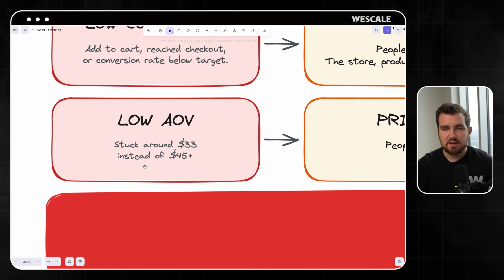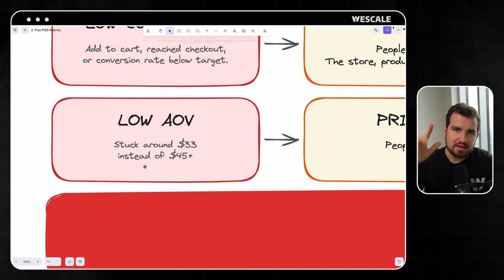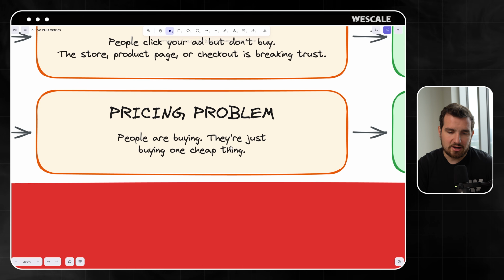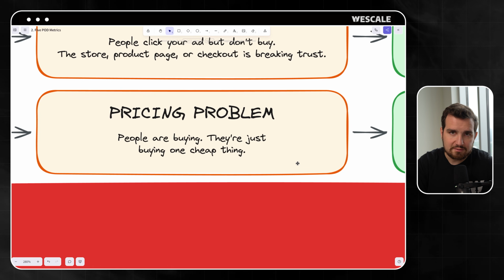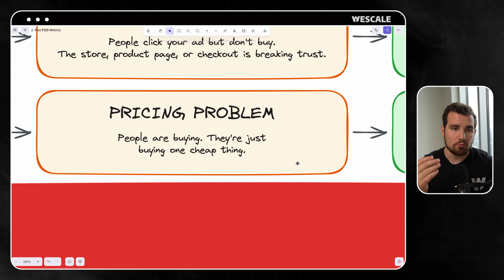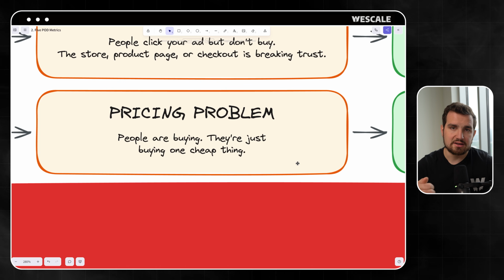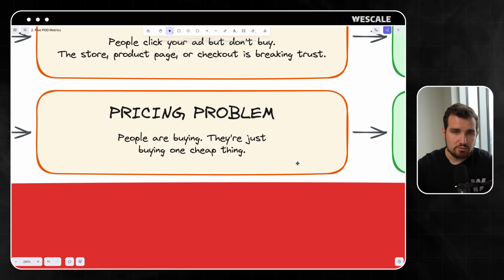Then third, what if we are getting people in the door, they're buying, but the average order value is super low? Well, what this tells us is that people are buying, they're just buying one cheap thing. They're most likely just buying the one product they saw in the ad that they really liked. They came to the site, found it, didn't see anything else they liked, and they checked out, which is great. That's a huge, huge piece of progress coming from getting no sales.